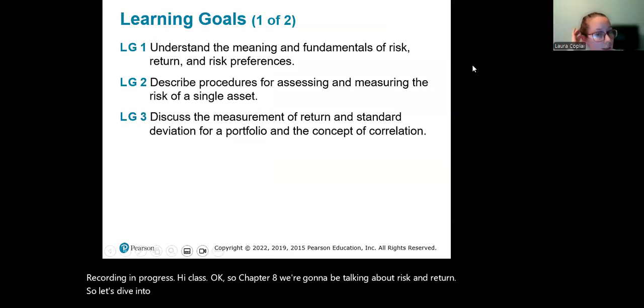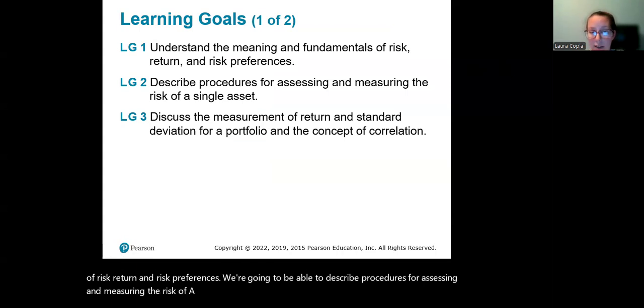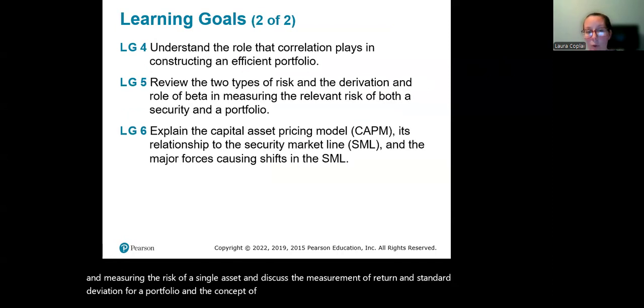In this chapter, we're going to understand the meaning and fundamentals of risk, return, and risk preferences. We're going to be able to describe procedures for assessing and measuring the risk of a single asset and discuss the measurement of return and standard deviation for a portfolio and the concept of correlation. We're also going to understand the role that correlation plays in constructing an effective portfolio.